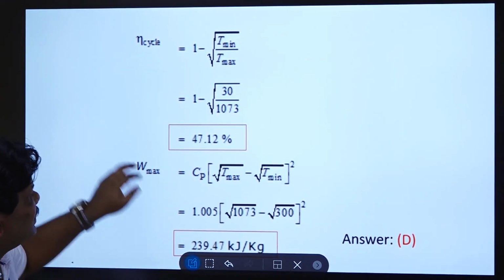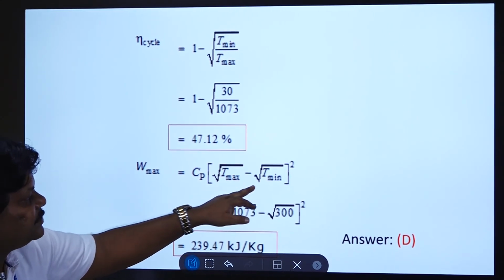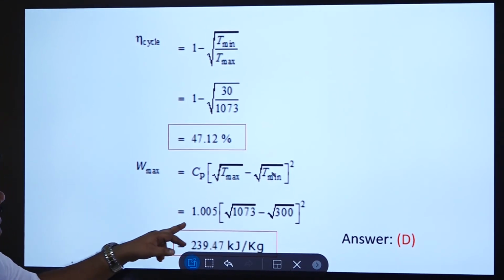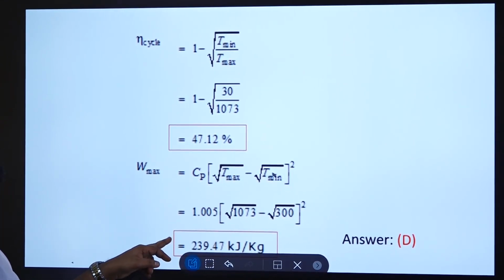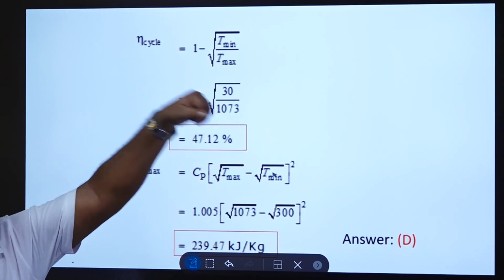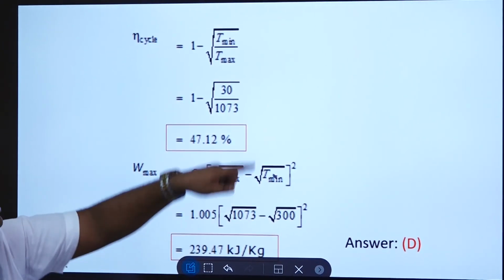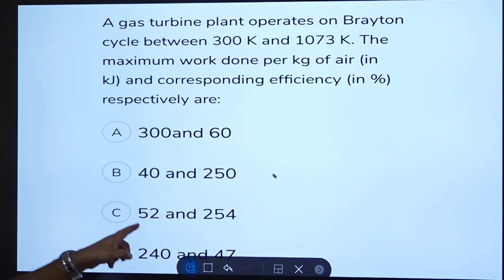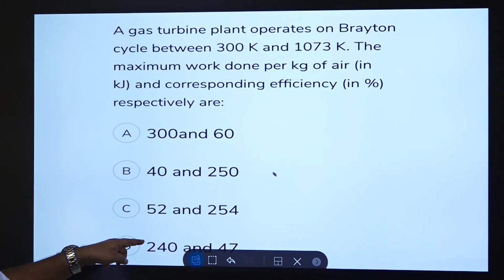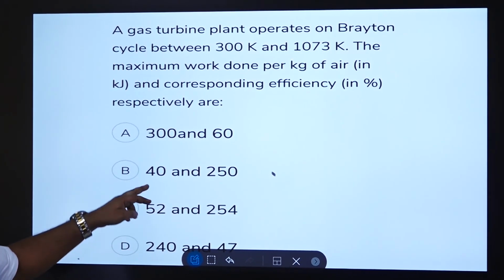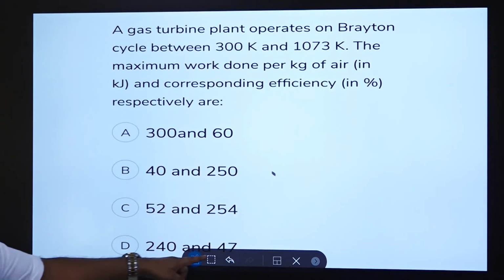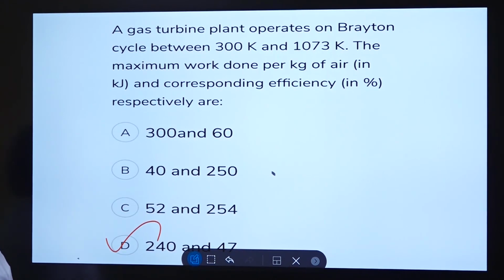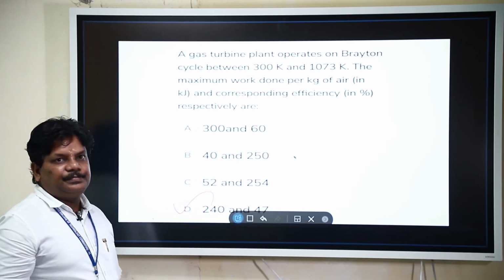Okay, so when you go here, you can see that the maximum work done is Cp into root of T max minus root of T minimum. So when you use this formula, you will get the value of the maximum work done. And when you use this efficiency, 1 minus root of T minimum by T maximum, you will get the value of efficiency. It is 239 and 47.2. Okay, so you can see which is the nearest efficiency. So 47 and 239.9. So the answer is D.